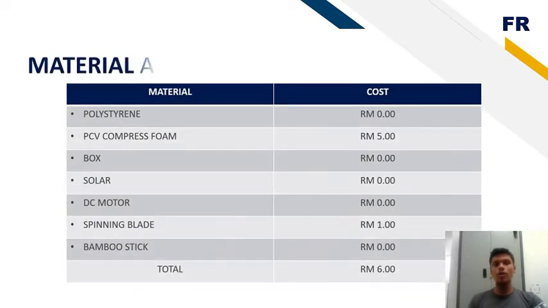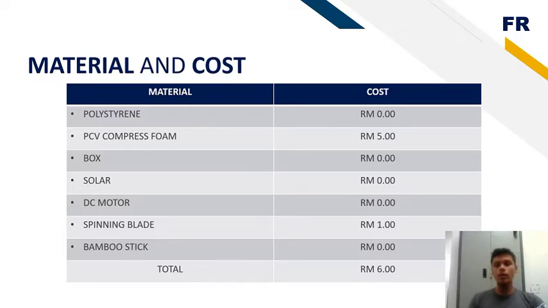So my name is Muhammad Irham. I will continue our presentation about our mini project, this solar boat. I will explain about material and cost. Our materials are polystyrene, PVC compressed foam, box, solar panel, DC motor, spinning blade, and bamboo stick. The total cost of this project is RM6 Malaysia.